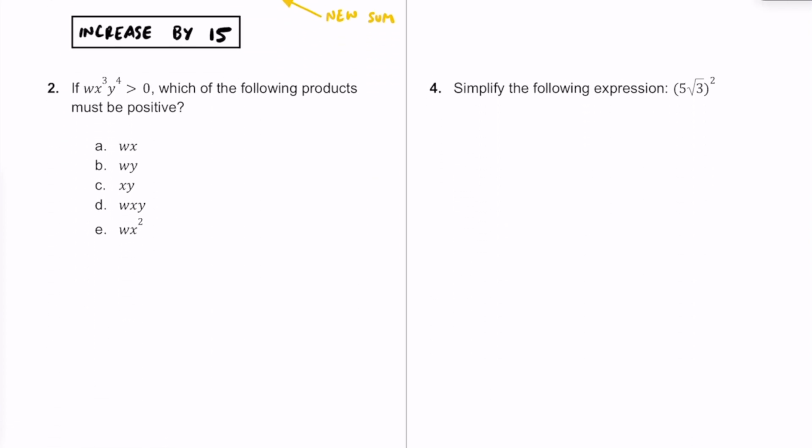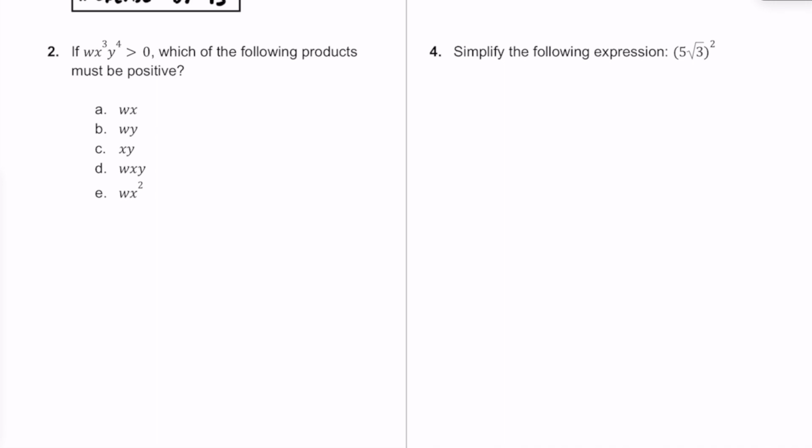All right, here is number 2. In number 2, it says if w times x cubed times y to the 4th power is greater than 0, which of the following products must be positive? All right, so it looks like we have 3 bases here. We have w to the 1st power, we also have x to the 3rd power, and then we have y to the 4th power. While these first 2 bases are raised to odd powers, notice how the 3rd base here is raised to an even power.